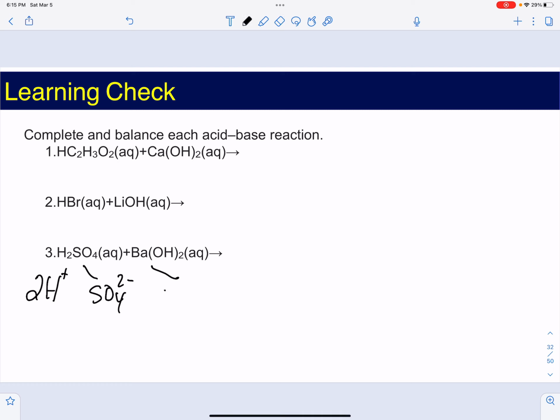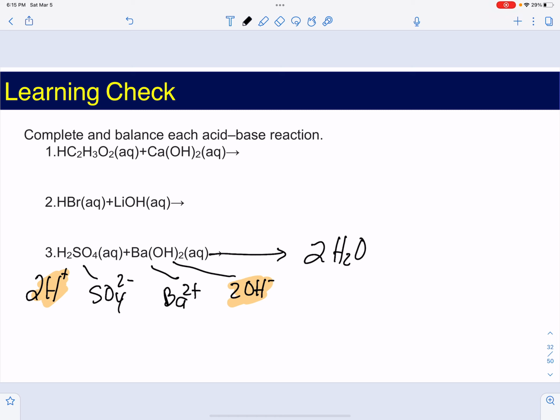So barium is 2 plus from the periodic table, and because there's 2 of these, it has to be 2 plus. So when we do that together, my positive goes with my negative, so I get 2 waters. We're keeping track of the coefficients, and my barium goes with my sulfate, 2 to 2, so just barium sulfate.